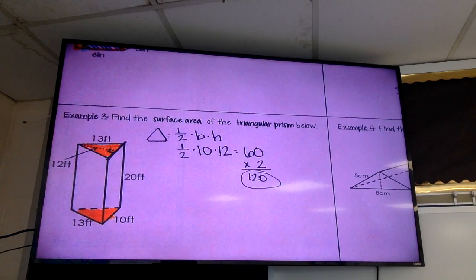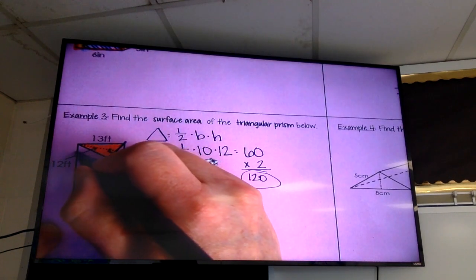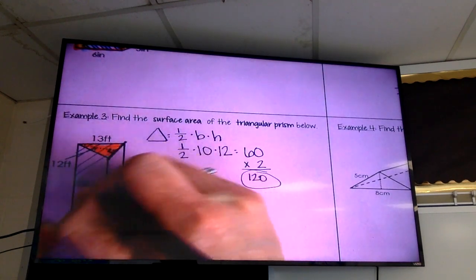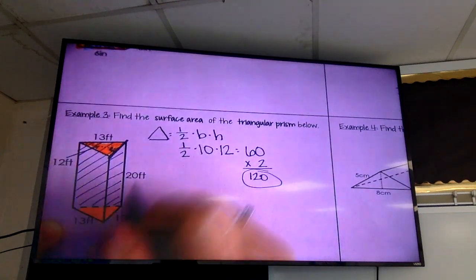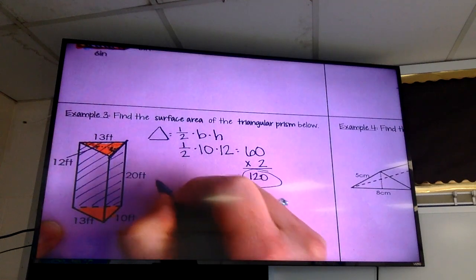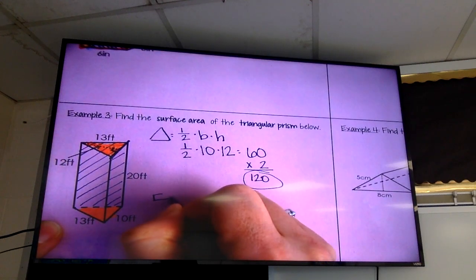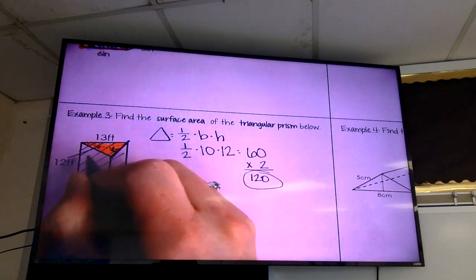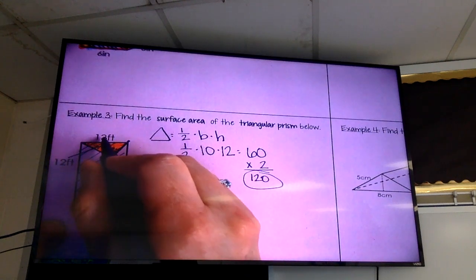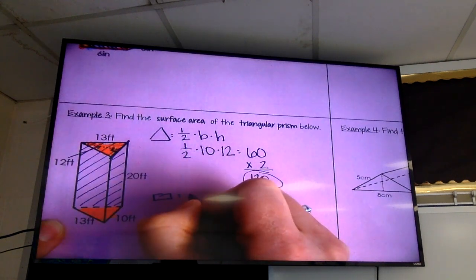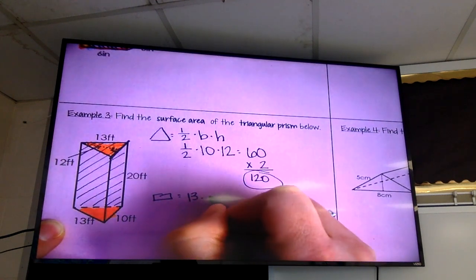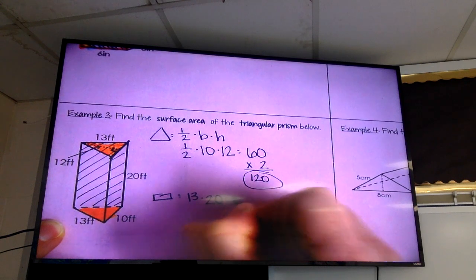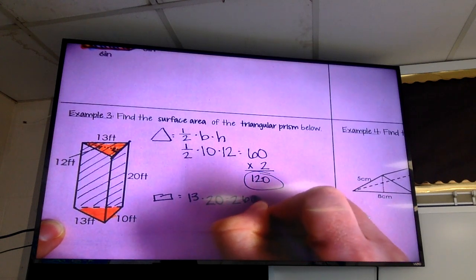Now I've got to do my rectangular faces. So there's three rectangular faces. I'm going to start with, there's a rather large one in the back. Okay, so there's this rectangular face. And that has a length of 13. See my 13? And my height of that rectangle right here, that would be 20. So 13 times 20, which gives me 260.